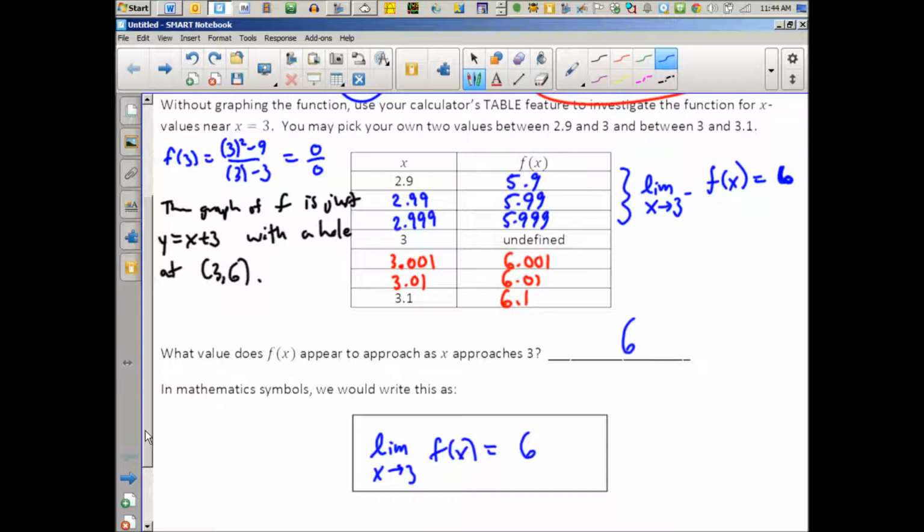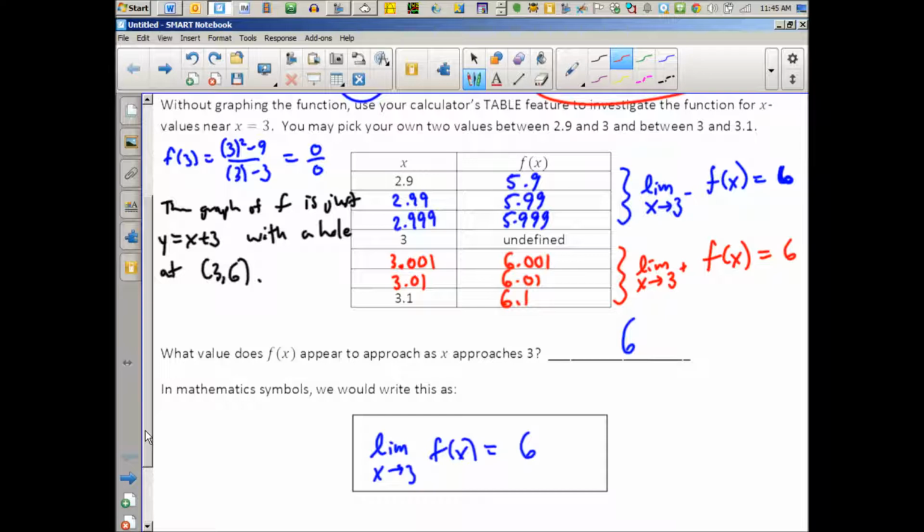And the red numbers that you see here are called a right-hand limit. So this is the limit as x goes to 3 plus of f of x equals 6. What is this little minus and plus superscript? The little minus means we were choosing numbers less than 3, and the little plus means we were choosing numbers larger than 3. Okay?